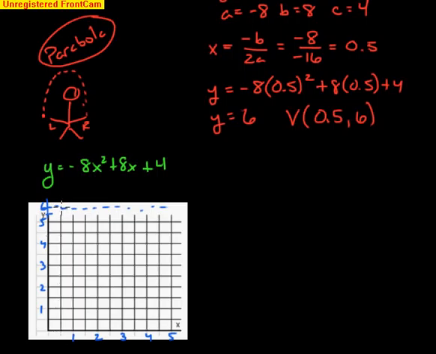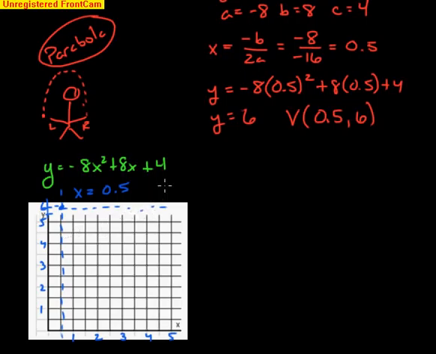So 1/2 is here, and 6 is right there. So there's my point, there's my vertex. I'm going to draw my axis of symmetry coming straight down through. This axis of symmetry has the equation x equals, and it's what you found over here, 1/2. Now I need to graph by picking an x value to the right and to the left.